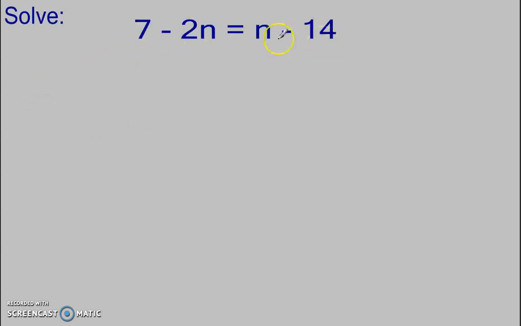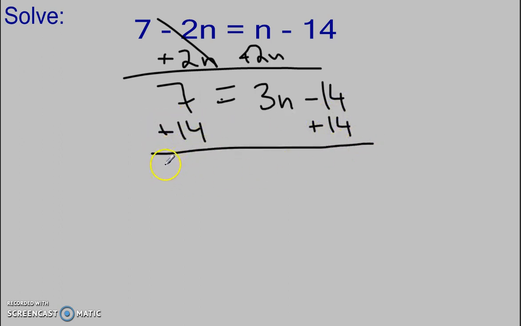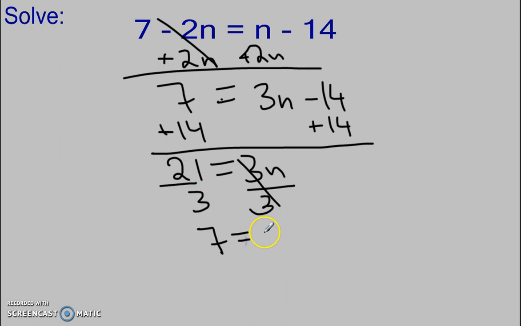I have two variable terms. I'd say eliminate the smaller one. -2n is smaller, so we're going to add 2n to both sides. This cancels out. 7 is equal to 3n minus 14. Add 14. We get 21 equals 3n. Divide by 3. And we get n equals 7.